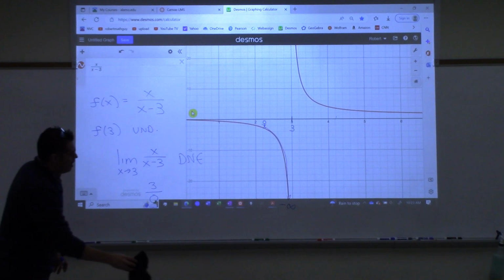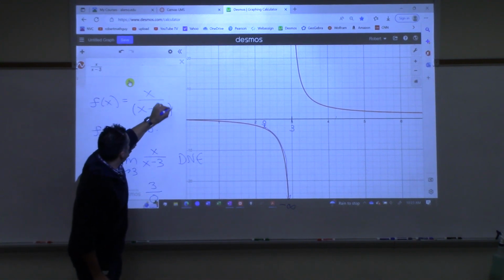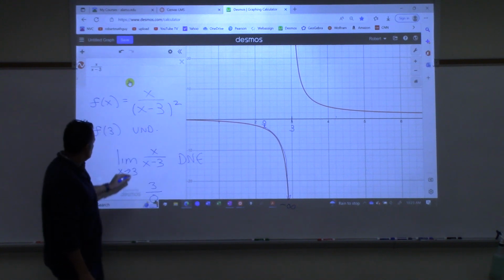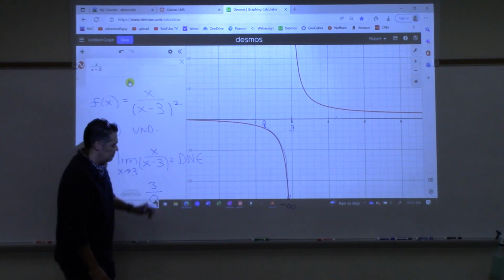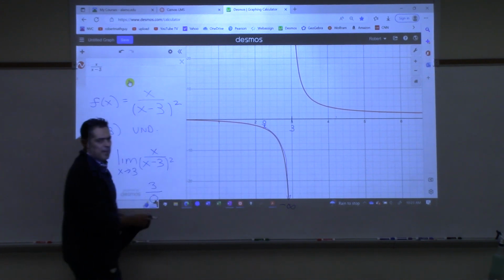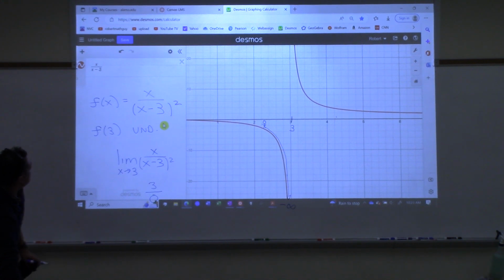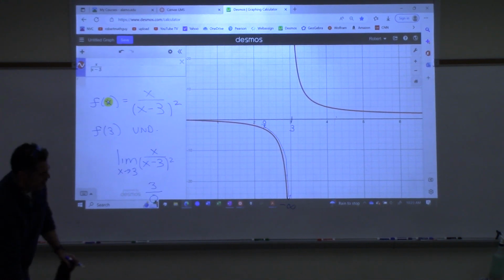Let me change one thing on this. I'm going to change this function. I'm going to take this and square the bottom instead. Is it always going to be a vertical asymptote? Yes. This is going to be in the notes, and I will show it to you formally. So I'm just going to change this now real quick.